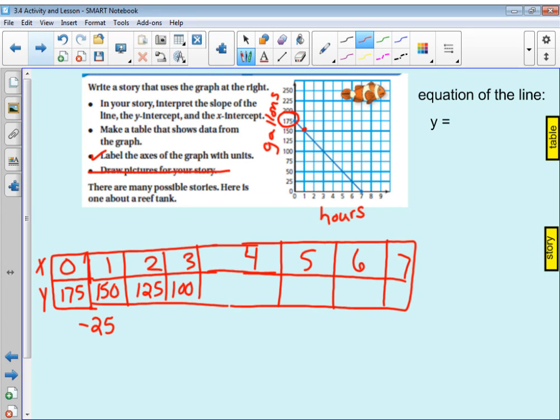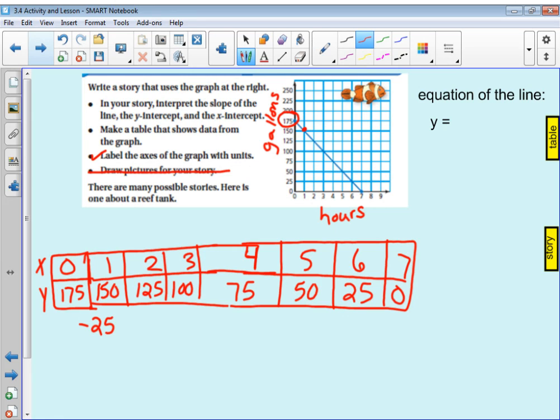So then at 4, it would be 75. At 5 hours, it would be 50, 25, and then 7 hours would put us down to 0, or it's an empty tank.